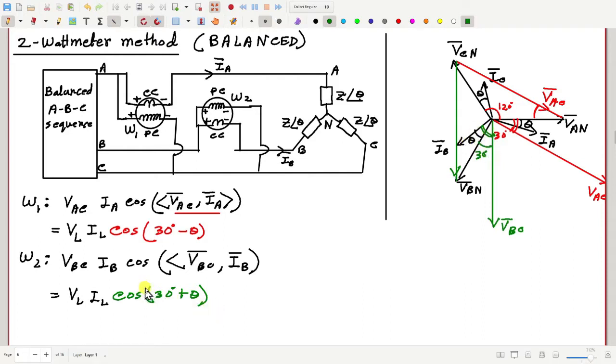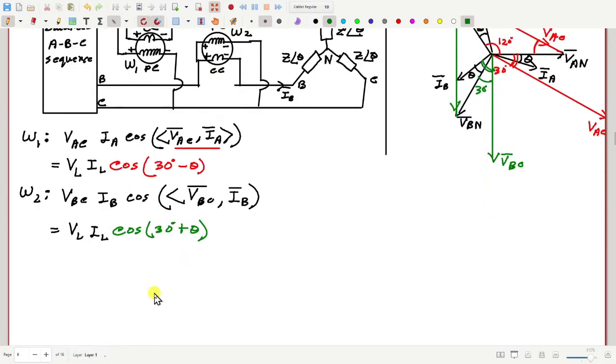So what we see here, that the two wattmeters, their readings are of the form VL IL cos 30 plus theta or 30 minus theta. One of them will have 30 plus theta, another will have 30 minus theta. Now which one will have 30 plus theta, which one will have 30 minus theta? That depends on multiple factors. For example, phase sequence ABC, if I just change it to ACB, this may change. Also, which lines I am selecting to put the current coils in, that will be a deciding factor. Which one plus, which one minus, that we cannot say without having the exact circuit diagram. But this is for sure, one of them VL IL cosine 30 minus theta, another VL IL cosine 30 plus theta.